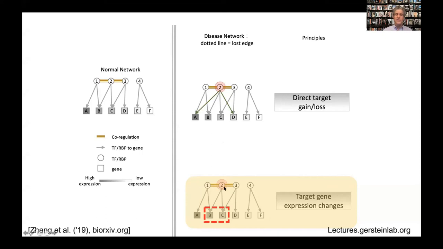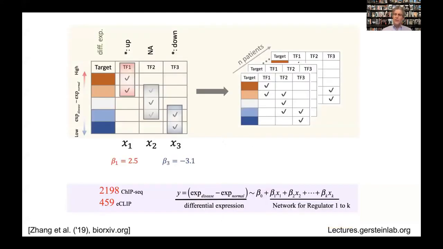But you could also have a situation where the targets remain the same, but the gene expression of the target genes changes a lot, okay? And here what we want to do is find the TFs that are associated with the target genes that change most in cancer. So we use the TCGA data, which shows how genes change in cancer, and we use the ENCODE regulatory network to associate regulators with targets.